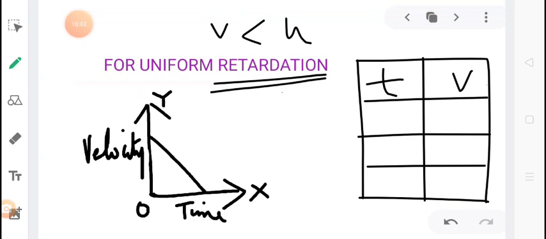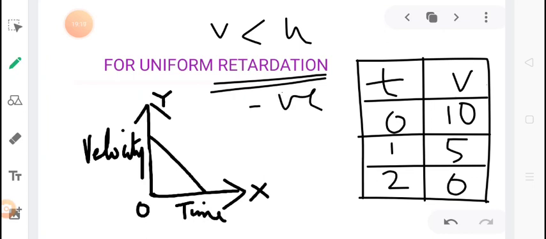So initially at time equal to 0, say the object was having a velocity of 10, and now gradually the velocity is decreasing in this way. So after every 1 second the velocity is decreasing by how much? 5. So since the velocity is decreasing with time, the acceleration should be negative.